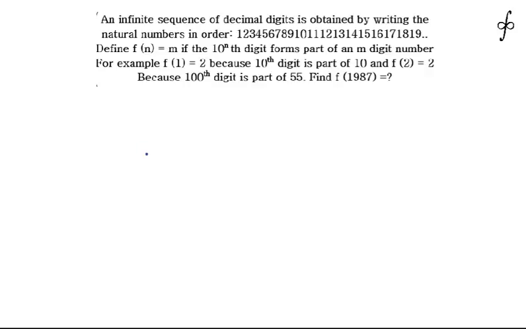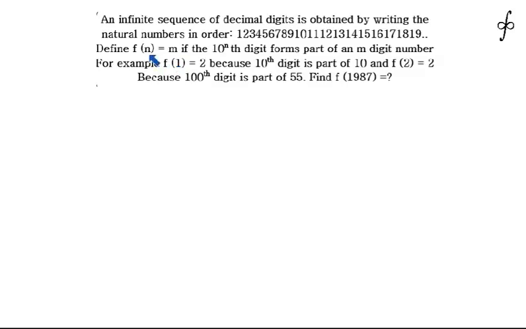Let's take this challenging problem on sequence and series. The question says that the decimal digits are written to form an infinite sequence, starting from all the natural numbers written one by one: 1 2 3 4 5 6 7 8 9 10 11 12, like that, side by side.